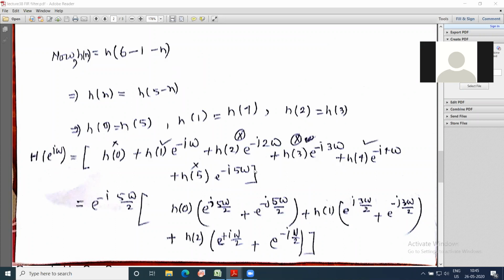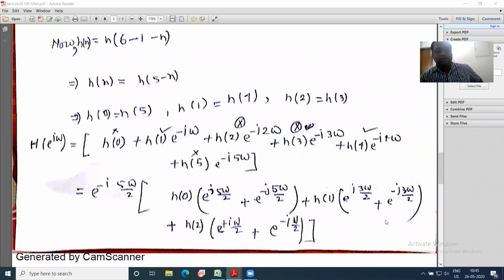So h1 into e power minus j omega corresponds to this, and h1 into e power minus j3 omega by 2 corresponds to this term, e power minus j5 omega by 2 multiplied by this term. It will be e to the power minus j8 omega by 2, which is equal to e power minus j4 omega. So e power minus j4 omega, and h1 equals h4. I hope this term is all right.